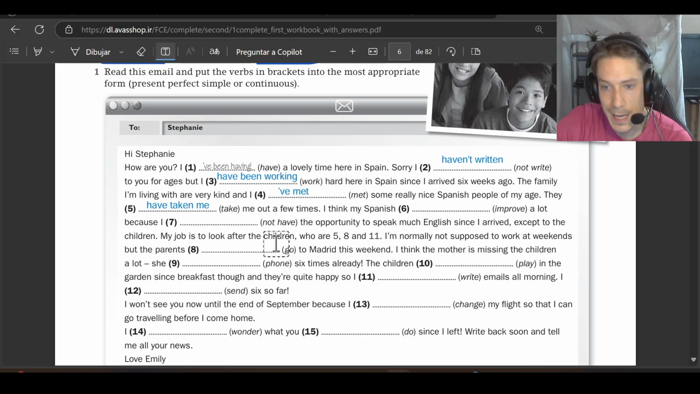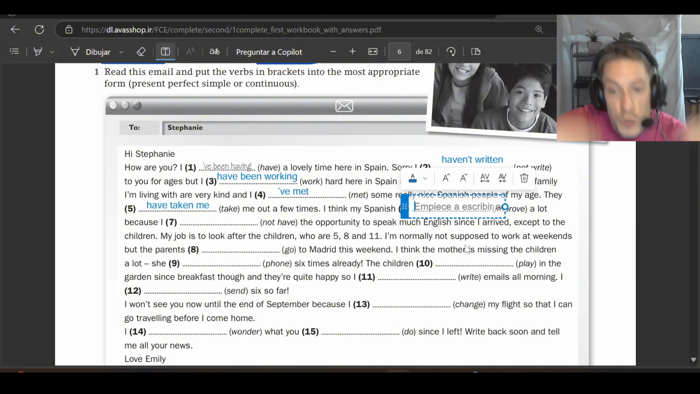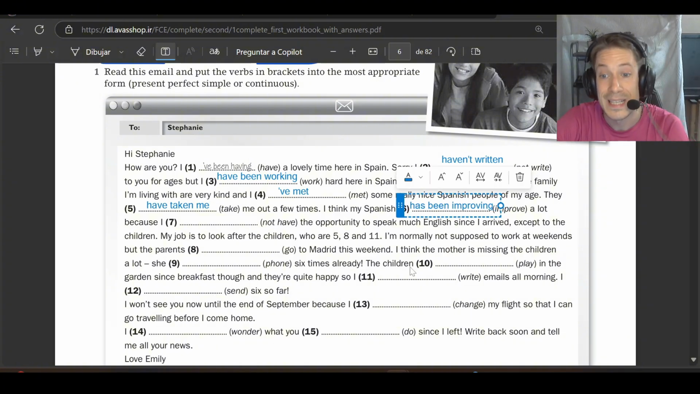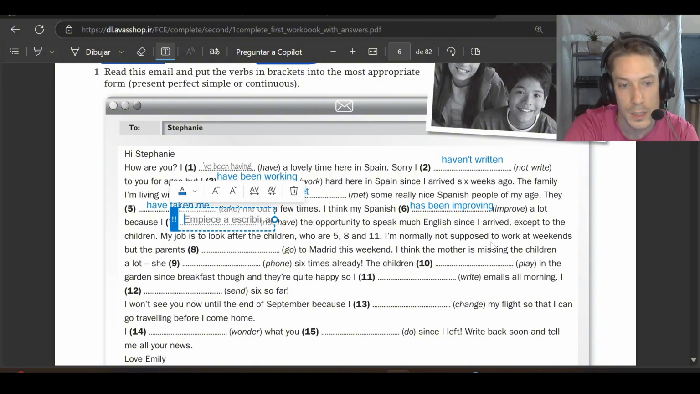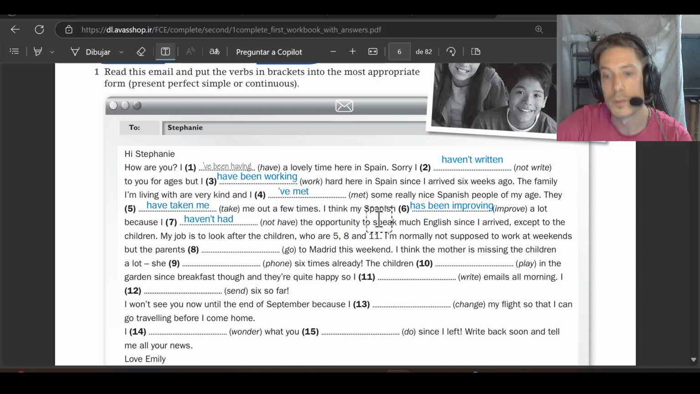For the following sentences, I think my Spanish has been improving a lot, because again, Spanish is a language. You take some time to learn a language, right? So this continues in time. I think my Spanish has been improving. It's a language. It has been improving a lot because I haven't had the opportunity to speak much English since I arrived. Well, she didn't have, right? This is already finished. Haven't had the opportunity to speak much English since I arrived, except to the children.